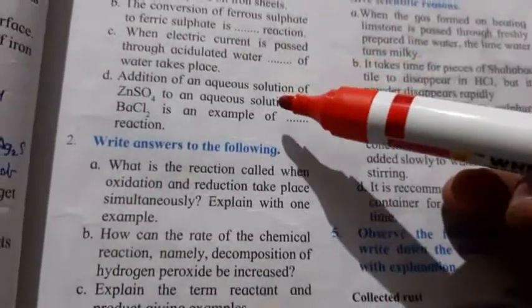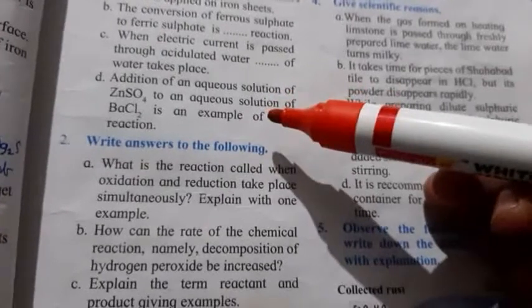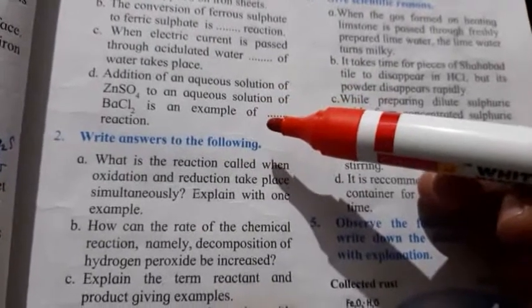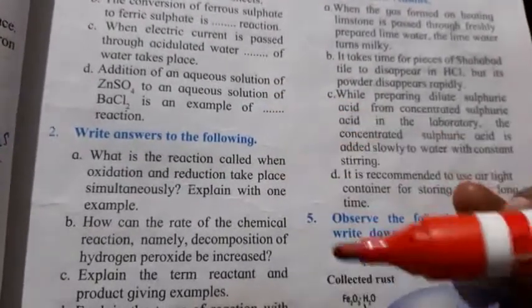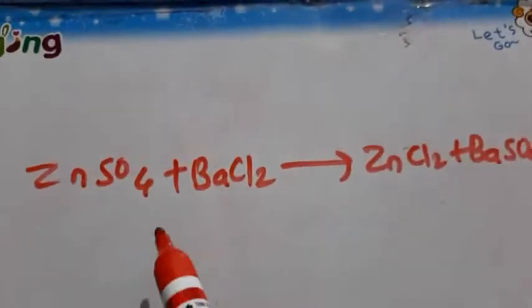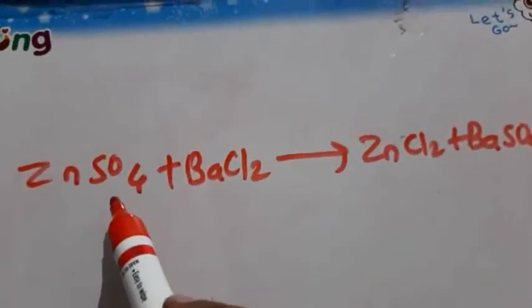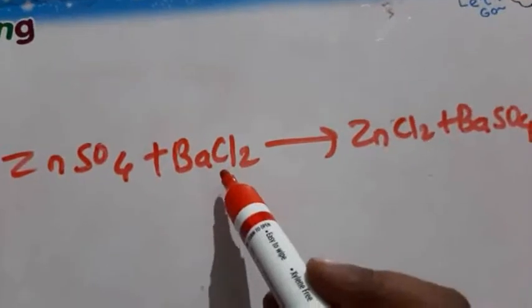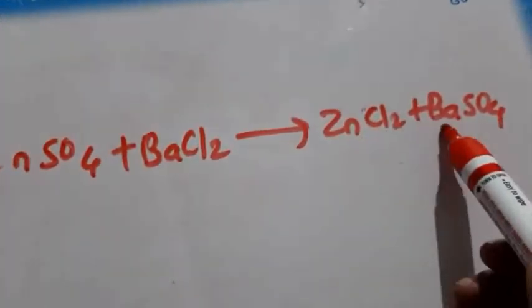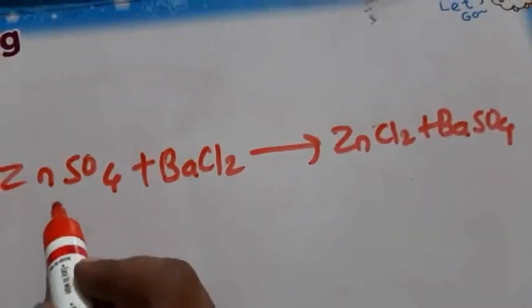Next is, addition of aqueous solution of ZnSO4 to aqueous solution of BaCl2 is an example of dash reaction. For that, the reaction will be this. Zinc sulfate reacts with barium chloride. It forms zinc chloride and barium sulfate. So here, displacement has taken place 2 times.